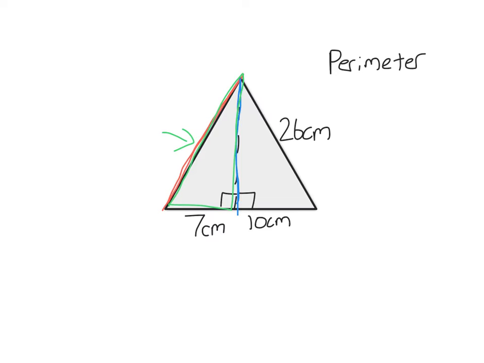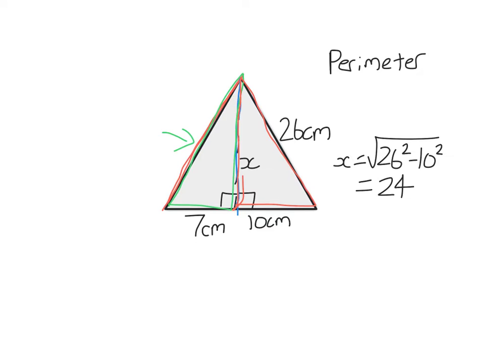So let's call this side here x. Doesn't matter what I call it. x is a shorter side in this triangle. So just so you know, I'm using this triangle here to find x because I have two known sides, 10 centimeters and 26 centimeters. So x, a shorter side, is going to be the square root of longer side squared minus shorter side squared. And you can use a calculator for that, and you get 24.